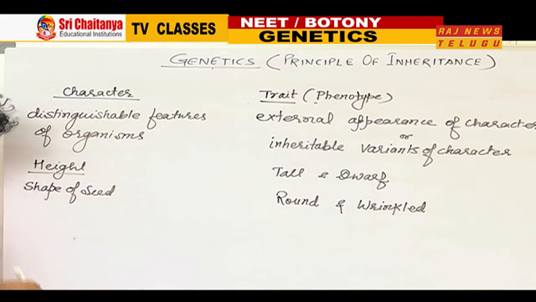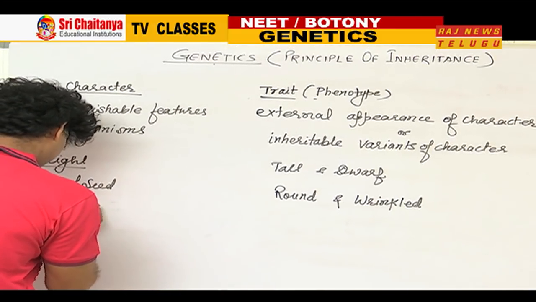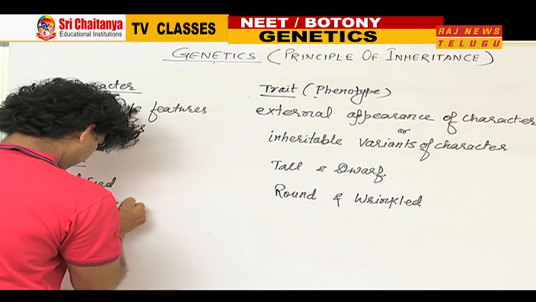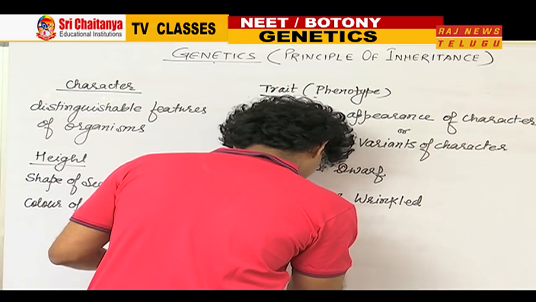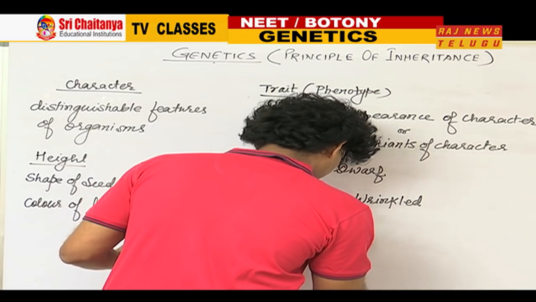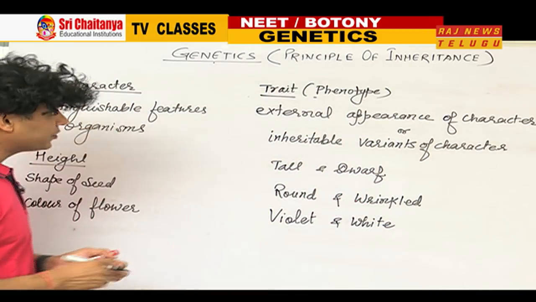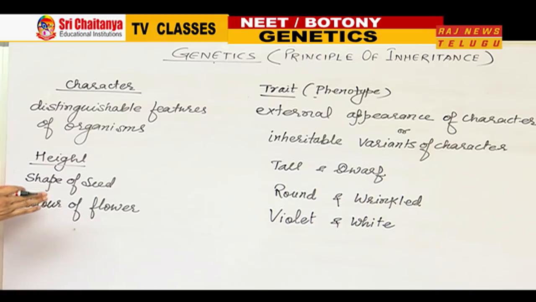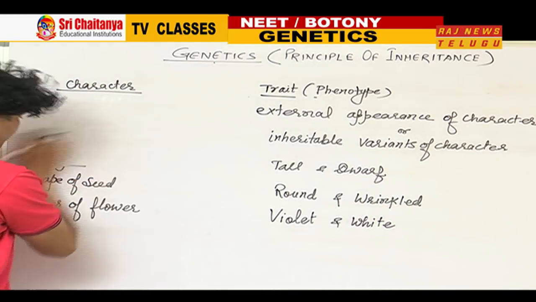Similarly, color of the flower is a character, but to be violet or white, these are the inheritable variants, meaning phenotype. So character means distinguishable features of the organism, and the trait means the external manifestation or appearance of the character, or you can say inheritable variant of the character. Now a few more terms.